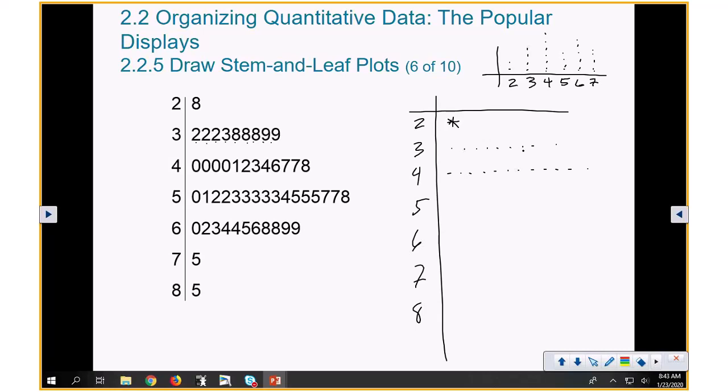The difference between a dot plot and a stem and leaf: in a stem and leaf, you actually know what the numbers are. In a dot plot, you have no idea. Does that answer your question? So you don't know if this is a 31 or a 3.1. You don't know if this is a 32. But that's the difference between the two.